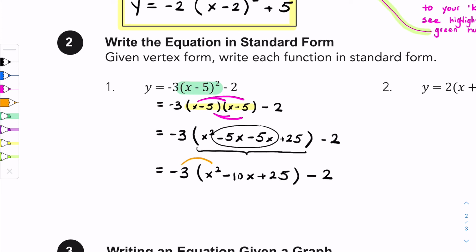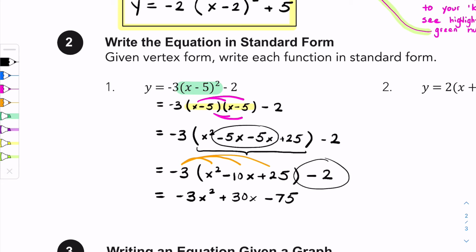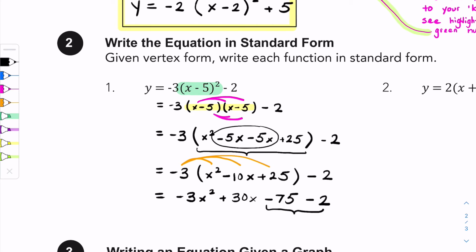Now I can distribute that leading coefficient to all terms inside of the parentheses, leaving me with negative 3x squared plus 30x minus 75, and then we have minus 2. We can simplify our like terms for our final answer in standard form of negative 3x squared plus 30x minus 77.